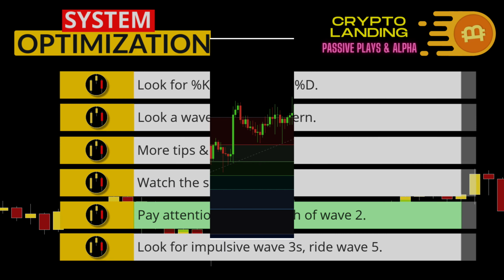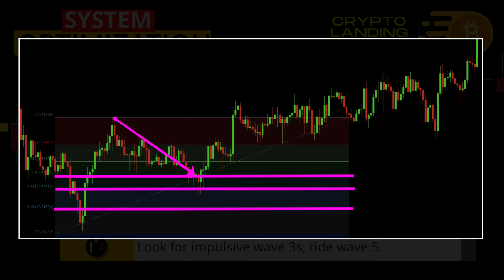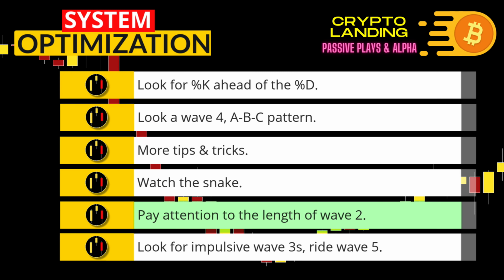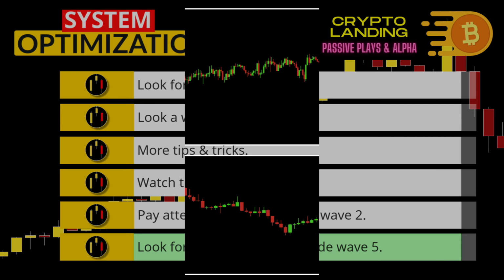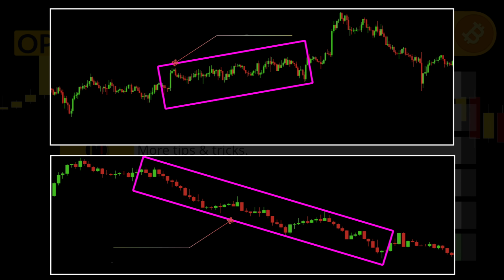Fifth, and this is an ode to classical Elliott Wave. When wave 2 retraces at least 50% of wave 1, the projection of wave 5 will be more accurate. Using the 50% retrace is a great way to confirm your wave count. Furthermore, when looking at structure of wave 3, impulsive is better than choppy.